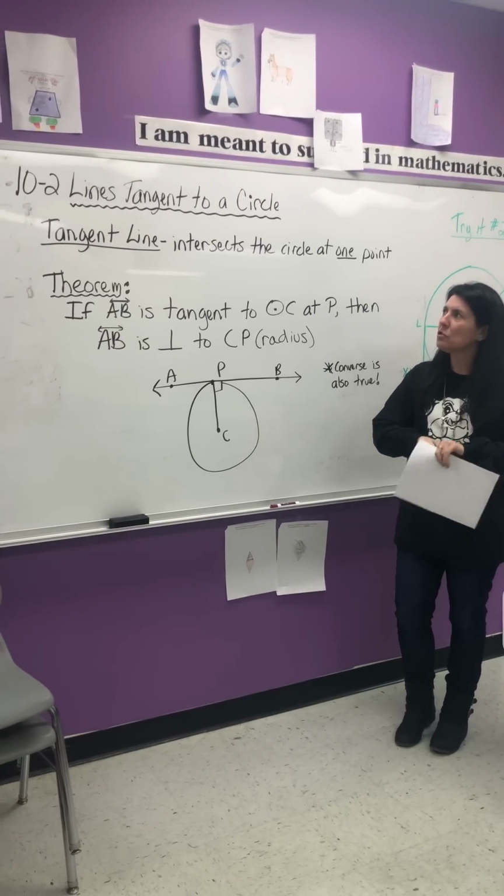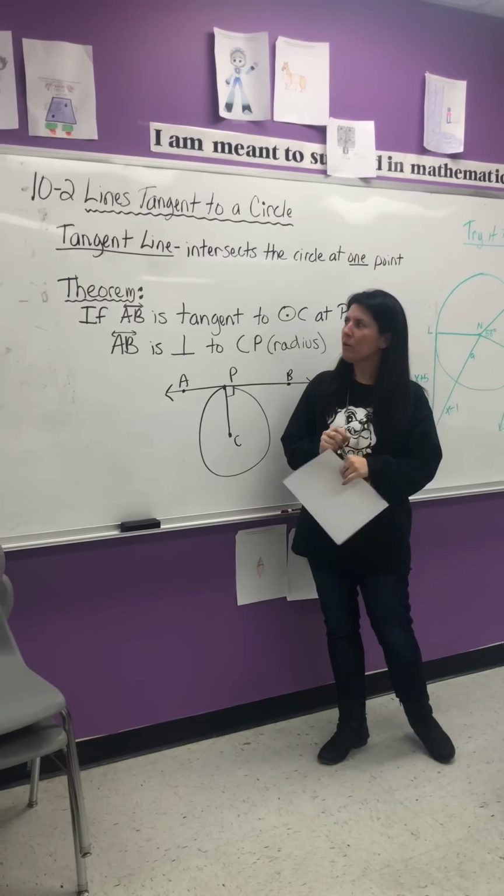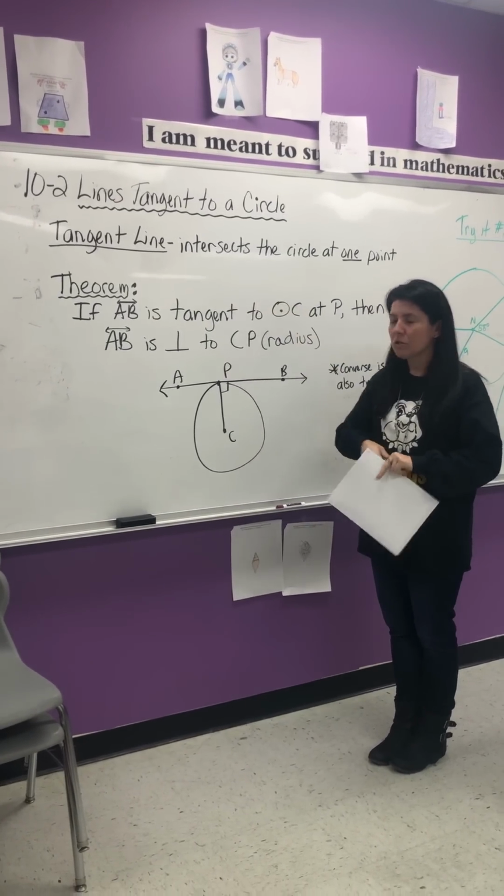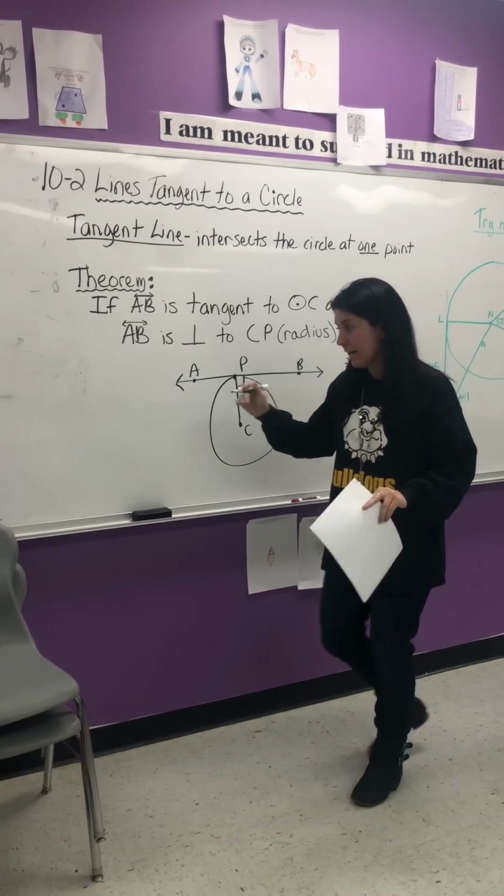Today we're covering 10.2, lines tangent to a circle. First thing we need to talk about is what is a tangent line. When you have a circle and a line, a couple of things can happen.